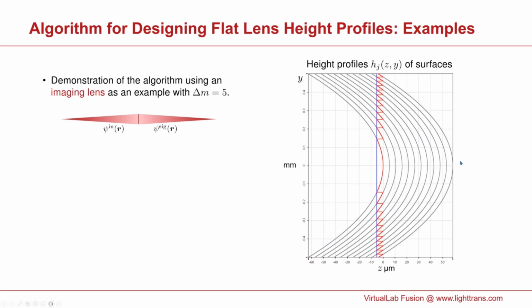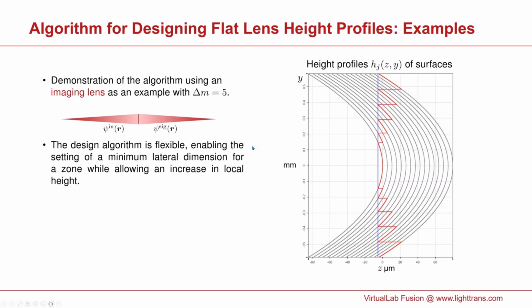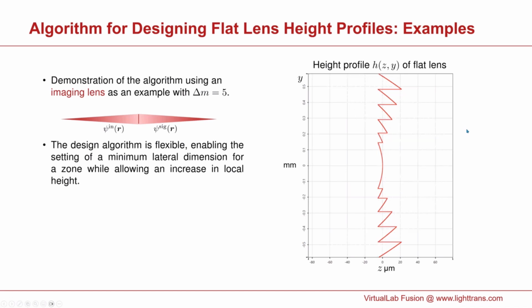Now comes the point. If the outer zones here become too narrow for fabrication or other constraints, then this algorithm is flexible, enabling the setting of a minimum lateral dimension for the zones. So I can skip some of these surfaces, and by this I can enlarge these zones while allowing an increase in the local height. So I get this result. So here the zones are almost constant, but the height is increasing.